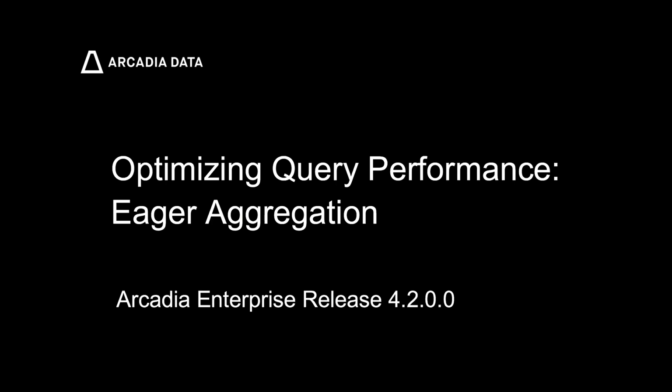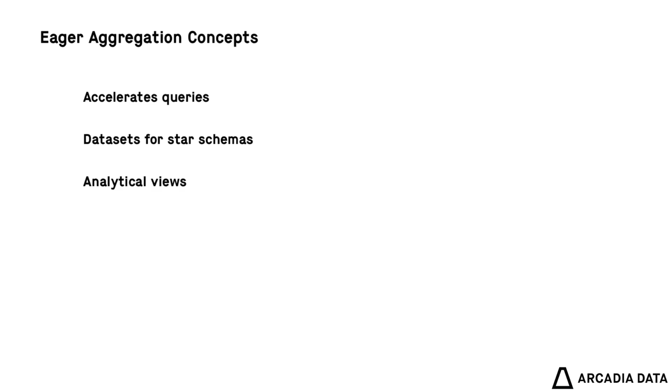Optimizing Query Performance, Eager Aggregation. In Arcadia Enterprise Release 4.2, we introduced eager aggregation, which accelerates queries that operate on datasets with star schema architecture. Eager aggregation relies on analytical views and referential constraints.